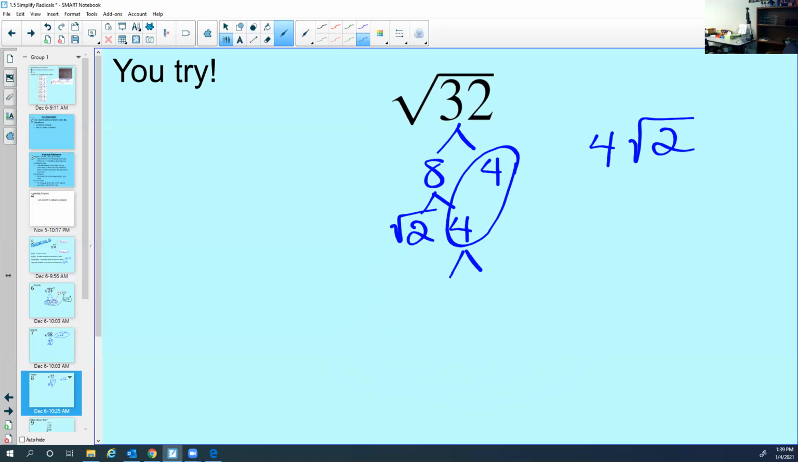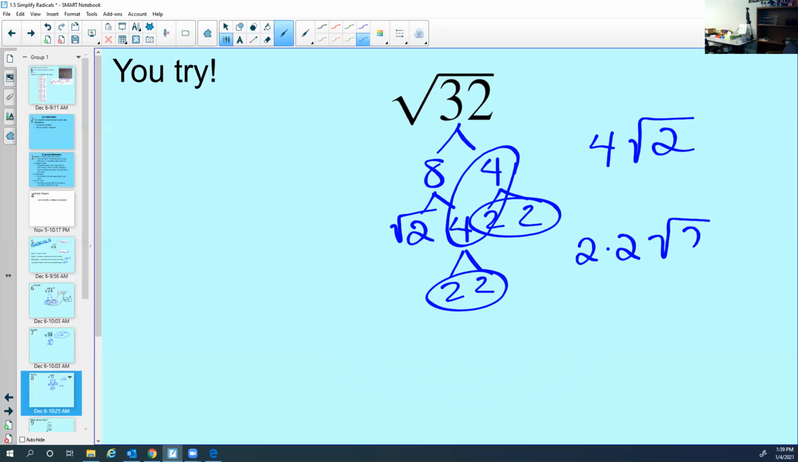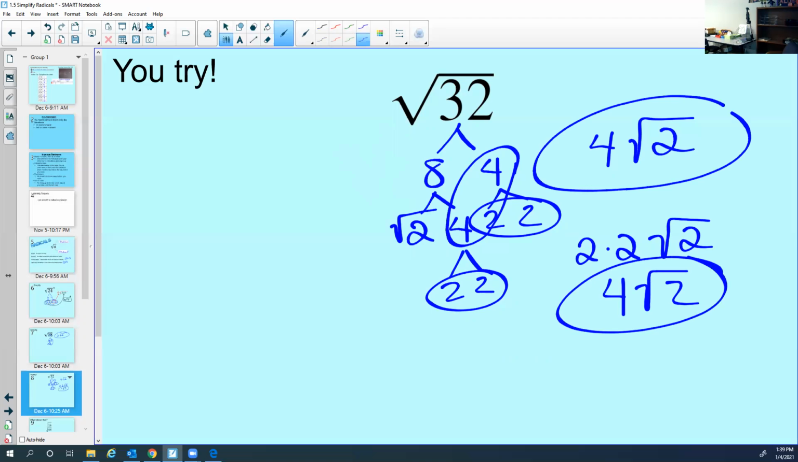If I had broken down those 4s like we had done on the other example, we would see that we got a pair of 2s here, a pair of 2s here. Each pair of 2s must go on the outside. The loner still stays on the inside, and I still get the same answer of 4 square root of 2. Either way that you do it would be correct. That's just another way to do it.